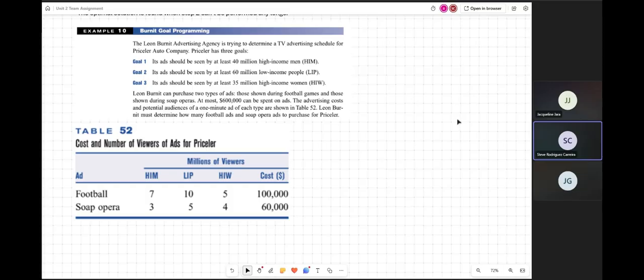And then for goal 2, we'll reach at least 60 million low-income people. We'll call that LIP. And then for goal 3, we'll reach 35 million high-income women. Call that HIW. And then the problem asks how many football ads and soap opera ads should be purchased to come as close as possible to satisfying all 3 goals without exceeding 60 million in the budget.